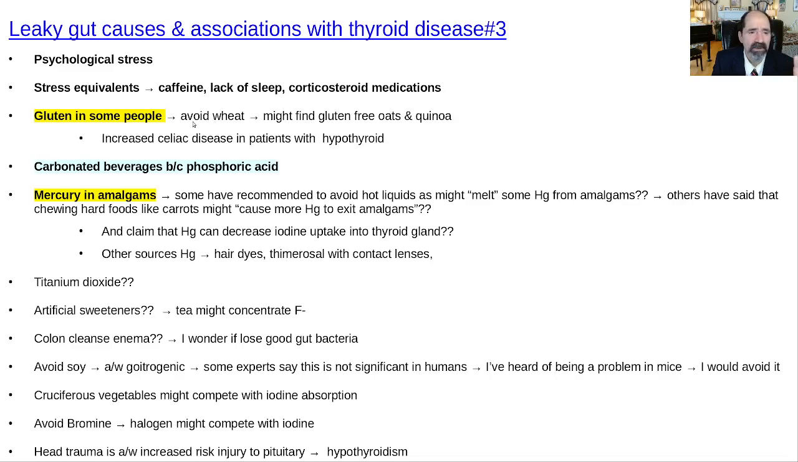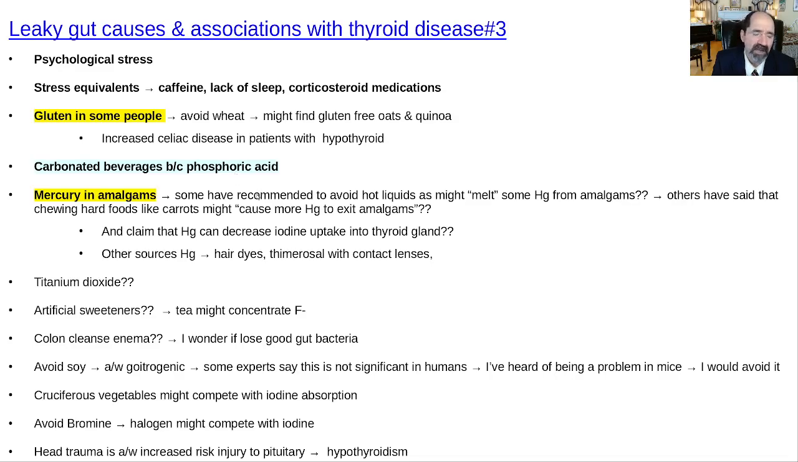So you might have to be gluten-free. It's kind of easy to be gluten-free, though, if you're a vegan, because oats and quinoa are grains that can be very low or absent for gluten. So look into that. Forget about the phosphoric acid and carbonated beverages. You don't want those. Amalgams.